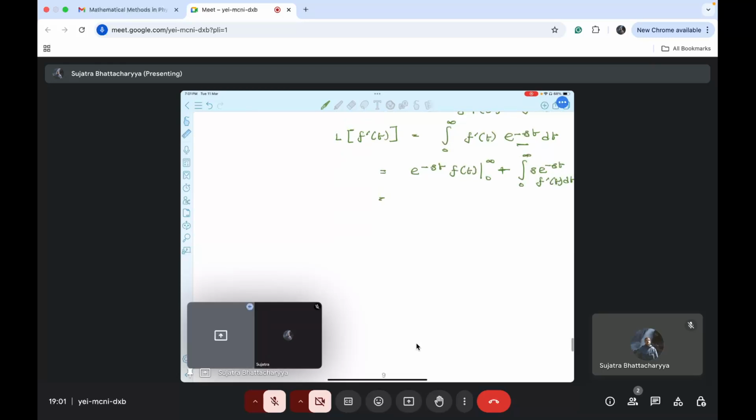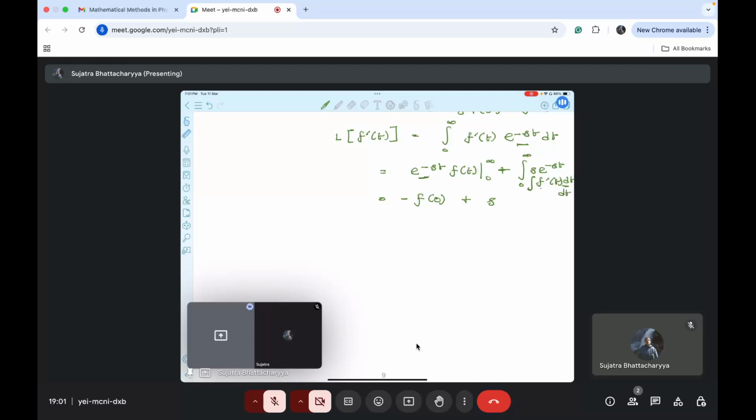So what will be there? If you put infinity, this becomes 0. e to the power minus s infinity will be 0. But if you put 0, it will be only f of 0, with a minus sign, of course. On the other hand, you have s which can be taken outside because this integral is in the form of dt. Another important thing is that we have missed. There is another integral, f dash t dt times dt.